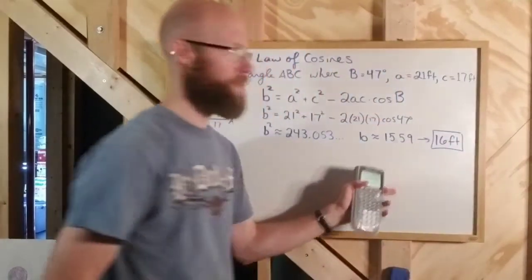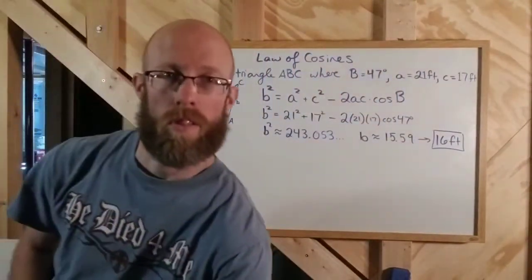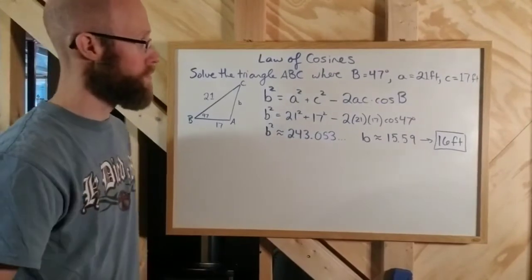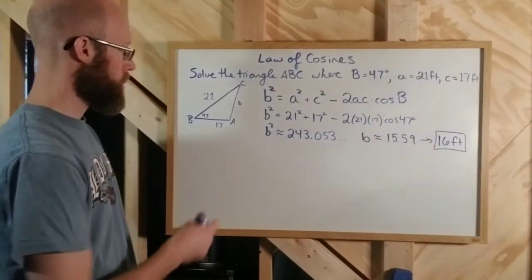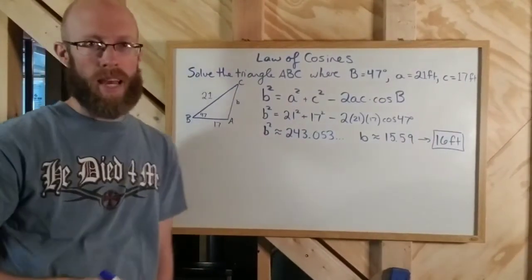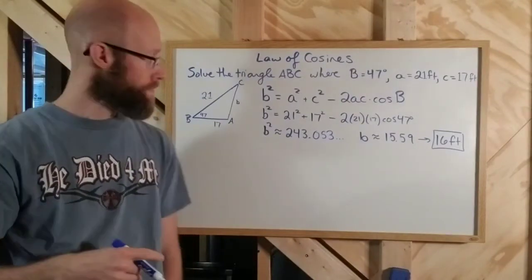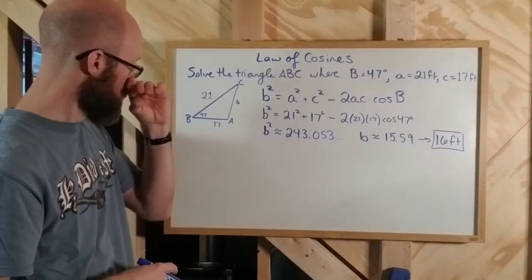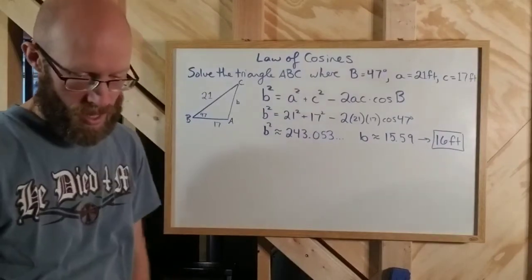Okay, so the missing side is now known. So now I need to find the two missing angles A and C. Well, we have a slight problem there.